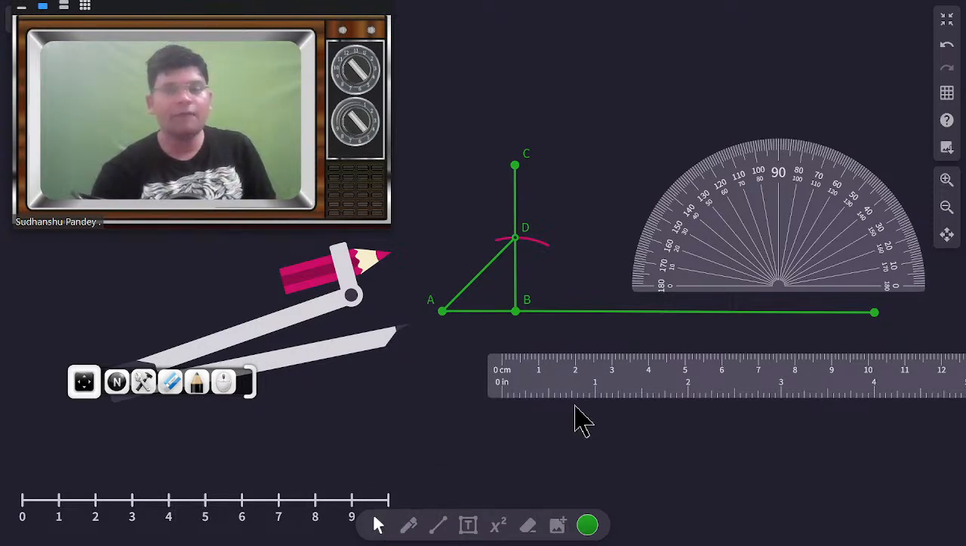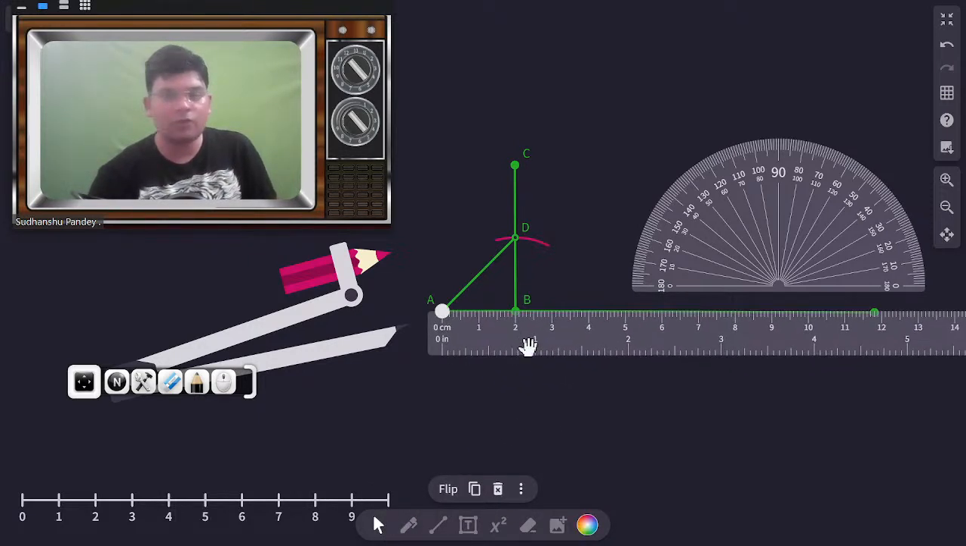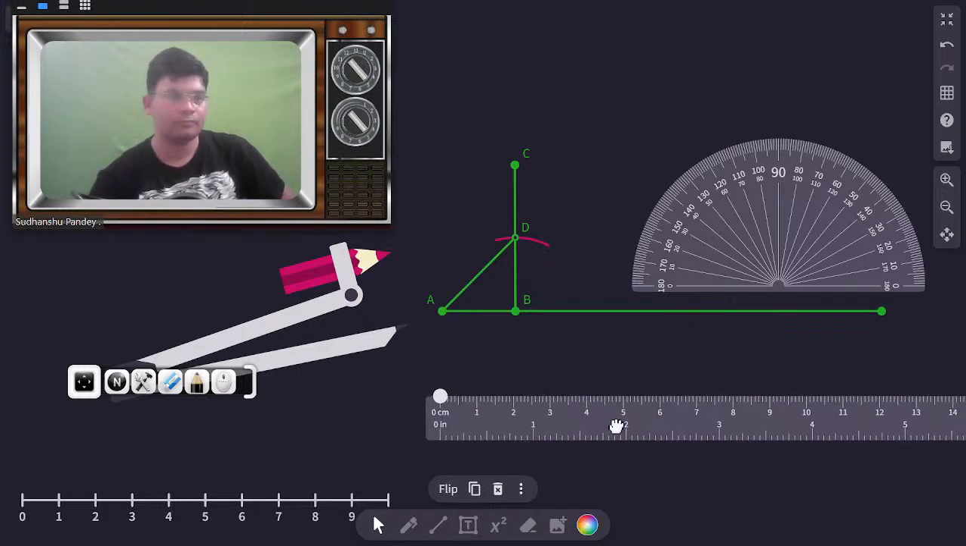Okay, one more thing I forgot to tell you. You have to extend AB. You have to extend AB in such a manner. You have to mark 1 centimeter, but you have to extend it. Okay? Done? Yes, sir.